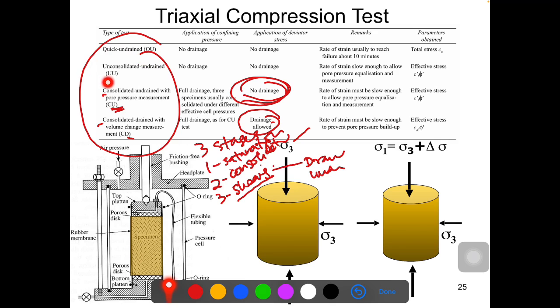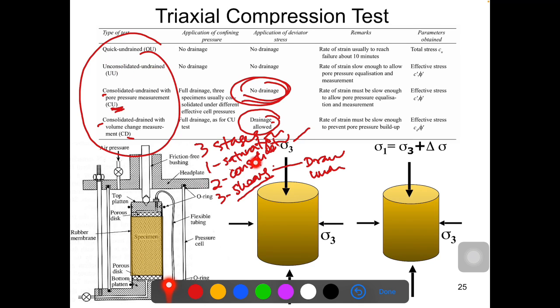Then unconsolidated undrained: you do the saturation stage, stage 1, but you do not do the consolidation. That's what unconsolidated means. After the saturation stage, you skip directly to shearing, so there is no consolidation stage. But during shearing you close the valve, so no water comes out from the sample, so it is considered undrained. That's why the test is called unconsolidated undrained.